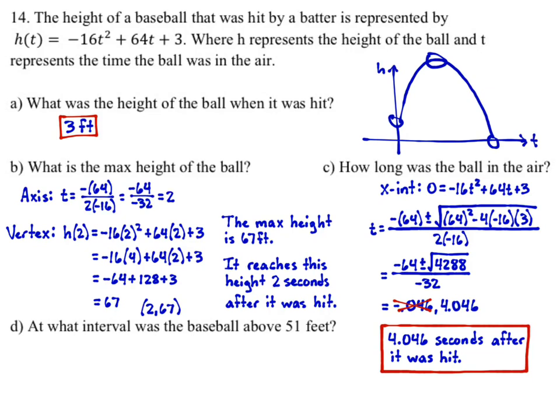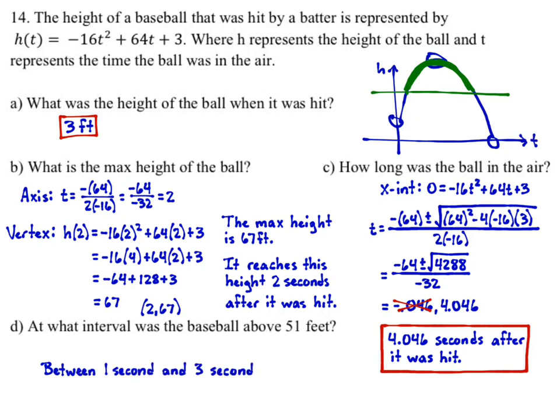Now this is an advanced level problem. So if you're one of those high achieving students, you might want to try this one. But basically what we're saying is, at what interval was the baseball above 51 feet? So let's say that this line represented 51 feet. We're looking for the part of the parabola that is above that. So it's just like the inequalities that we've been dealing with. You're going to set the function equal to 51, and then you're going to solve that and create an inequality.